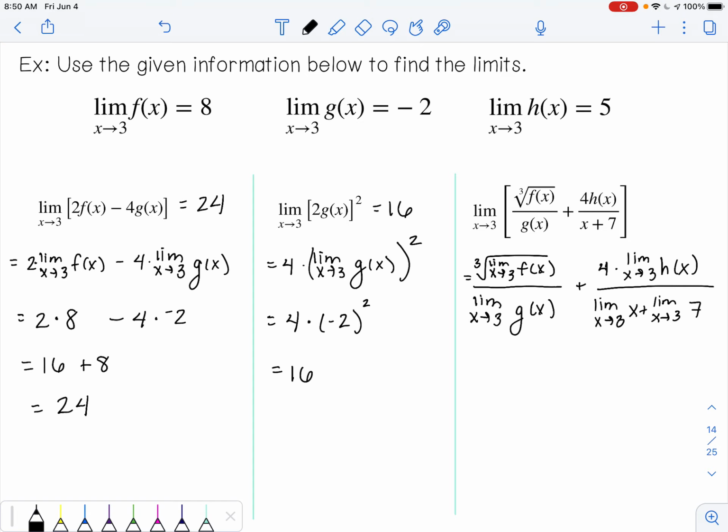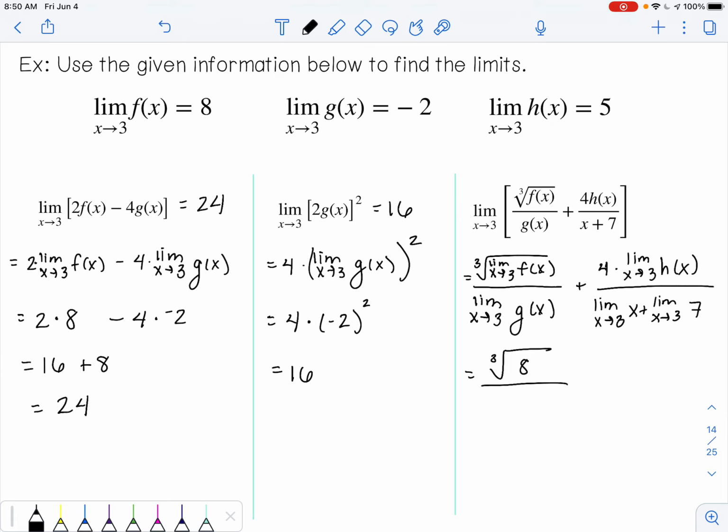Notice that I'm keeping my limit notation there because I haven't taken the limit yet. So the limit is kind of like an operator. Until you do the operation of taking the limit, you need to keep the symbols there. You don't want to drop your limit notation midway through the problem if you haven't actually taken the limit yet.